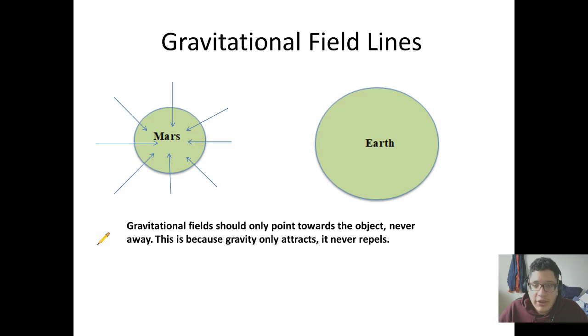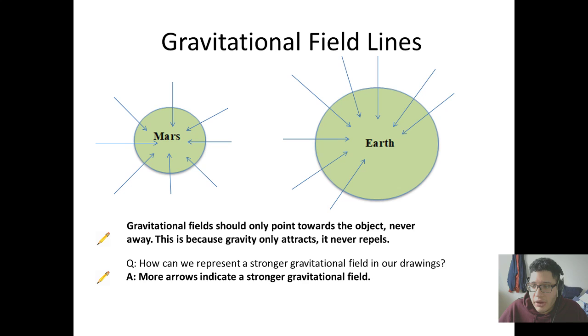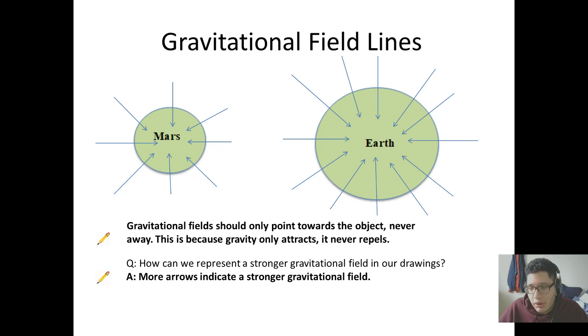Electric fields, we know, can either attract or repel. It depends on if something is a positive charge or a negative charge. With gravity, we know that gravity only ever attracts. So whenever you're drawing in field lines for gravitational fields, you are only ever going to draw arrows that point inward. Now, how can we represent a stronger gravitational field in our drawings? Well, we can just draw in more arrows. So the more arrows you have, the stronger the gravitational field. We know that Earth is bigger, therefore it has a bigger gravitational field. Therefore, we are going to draw in more arrows.